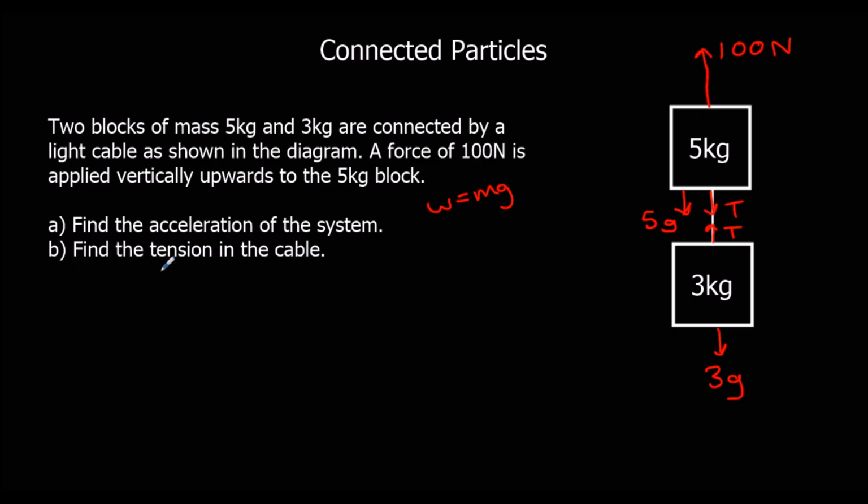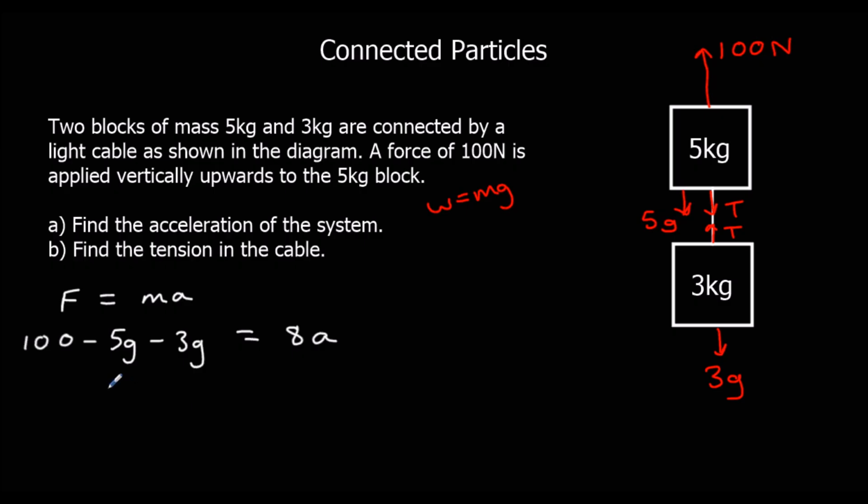So we can look at the system as a whole to find the acceleration, because that will cancel out the tension forces. So as a whole, for the whole system, F equals ma. F is the resultant force, so all the forces going up, which is just 100, take away all the forces going down, so that's 5g and 3g. And that equals ma. The mass of the whole system is 8. So it's 8a.